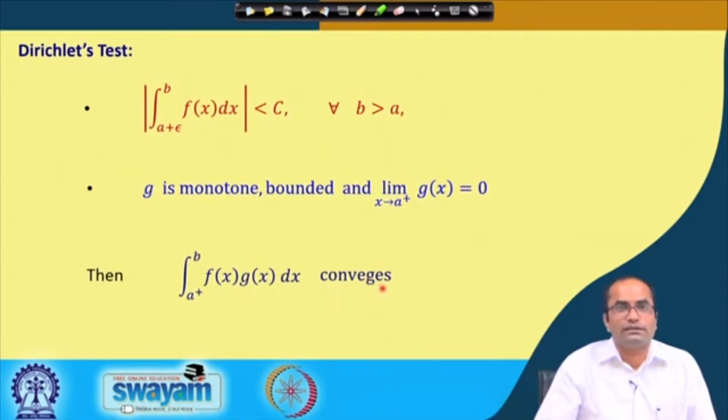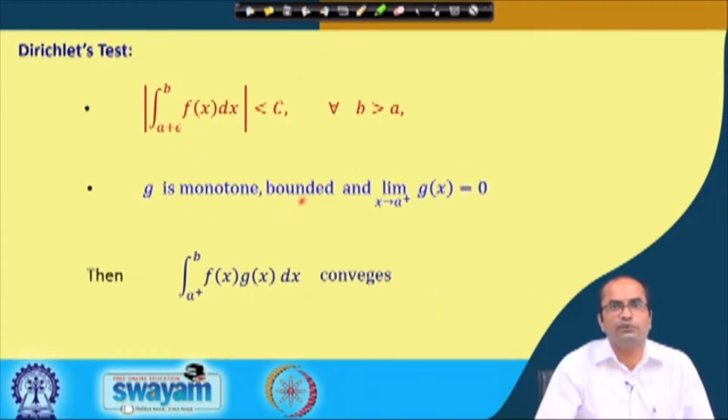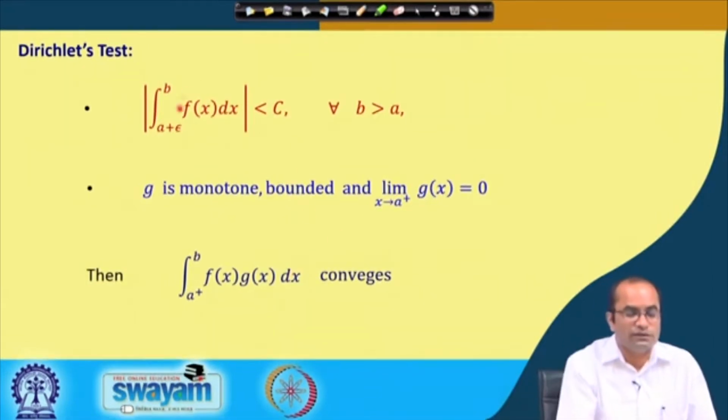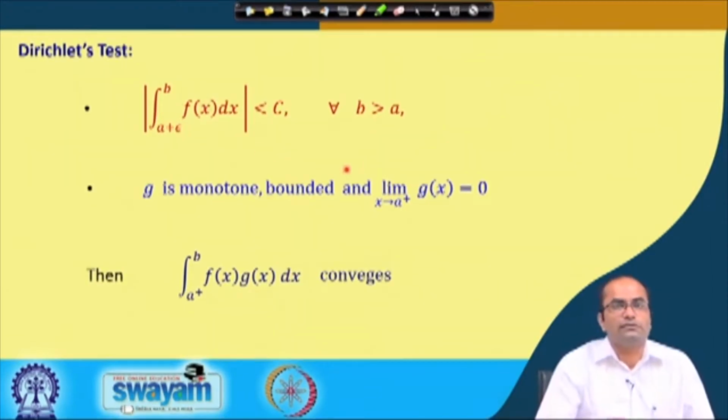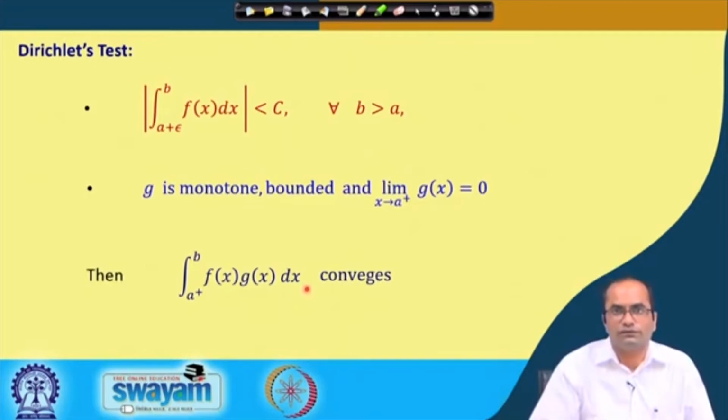So, this Dirichlet test is also useful when we have this kind of product in the integrand, where one function we know is monotone, bounded and approaching 0, and the integral of the other one is uniformly bounded. In that case we can use this Dirichlet test to prove the convergence.